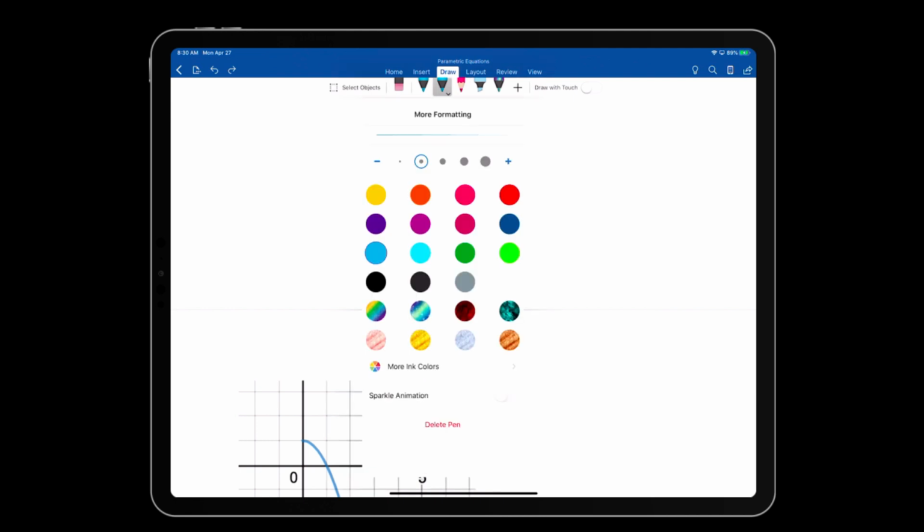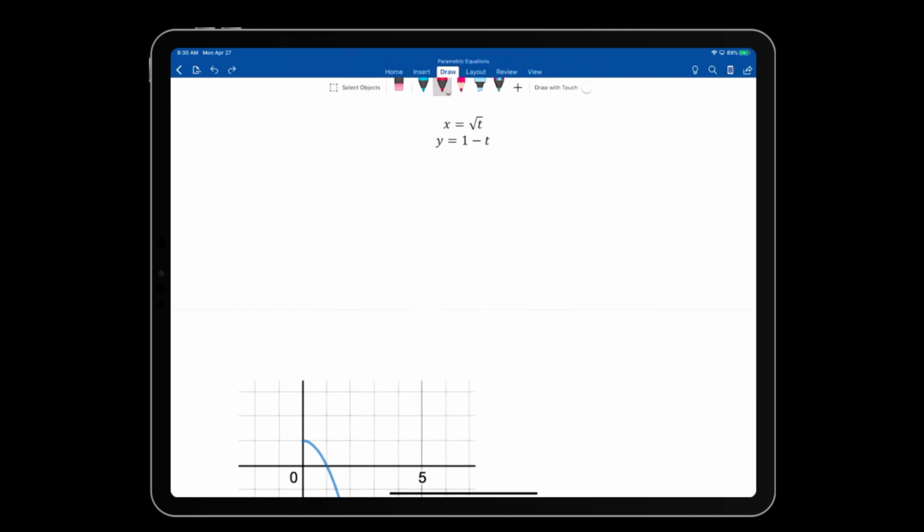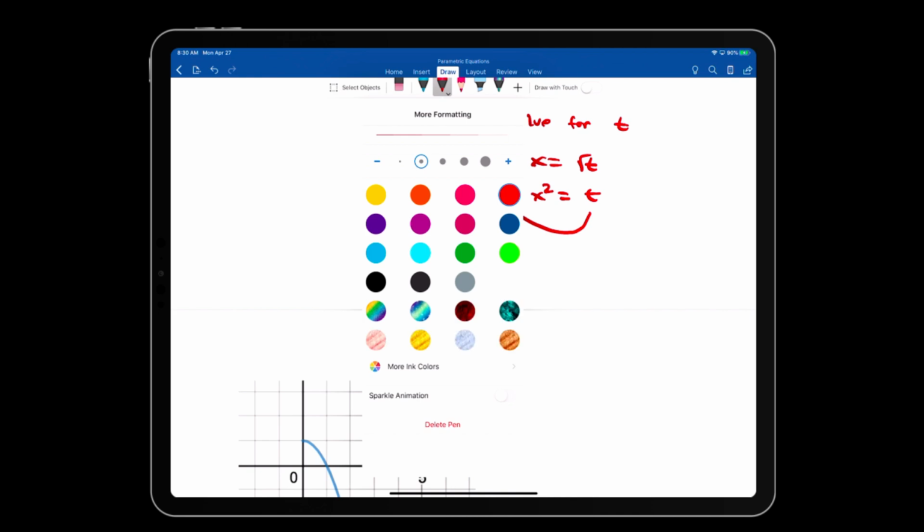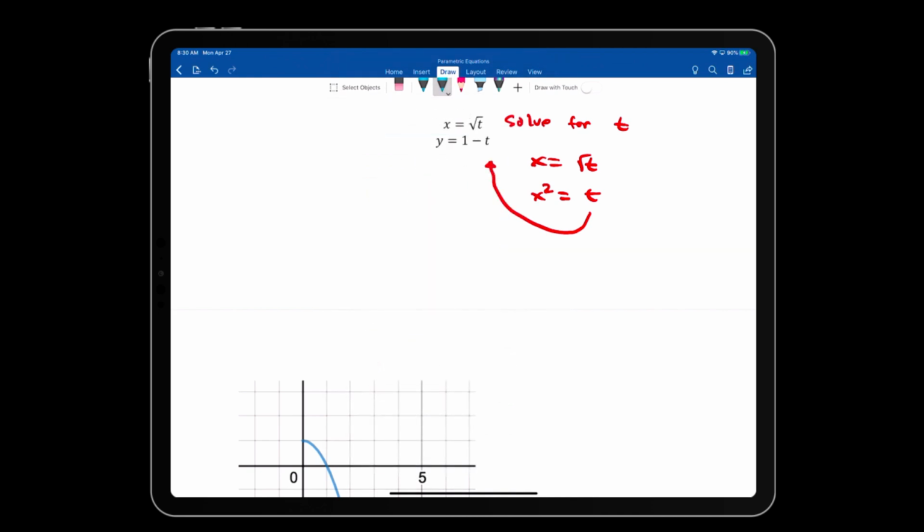And I guess we changed the color, which is why I'm solving this for t. So if x is the square root of t, square both sides, and we get t is x squared. And you guys know, what do you do with that t? You can substitute it. So when you substitute, you end up with y equals 1 minus x squared. This is the curve they're talking about.